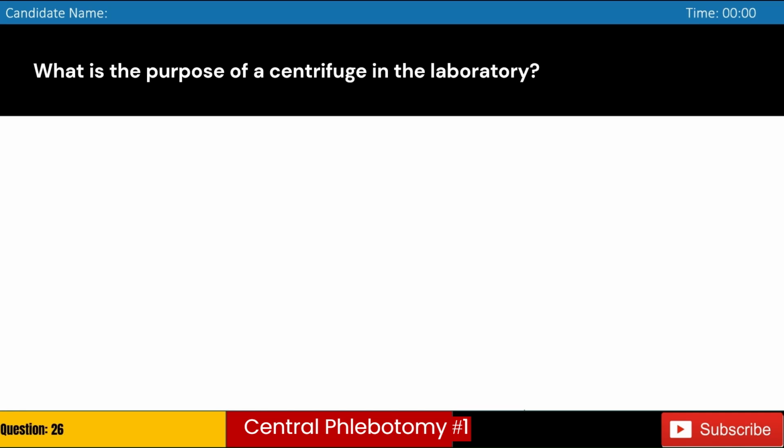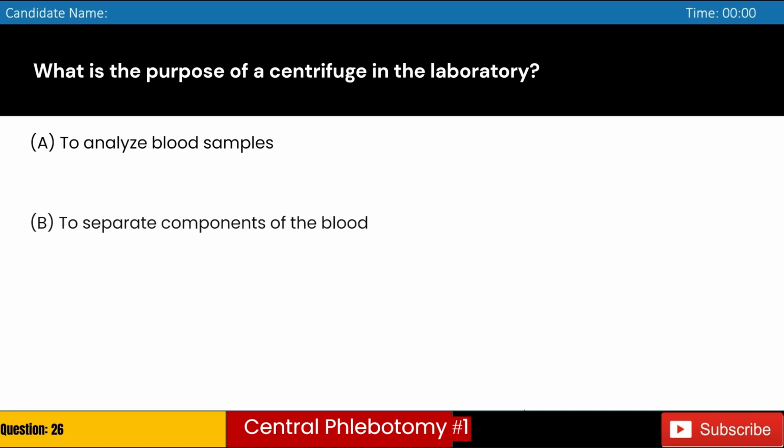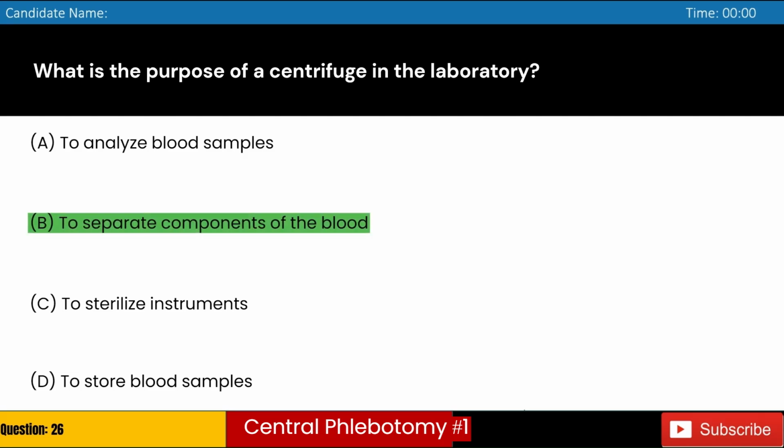What is the purpose of a centrifuge in the laboratory? A. To analyze blood samples. B. To separate components of the blood. C. To sterilize instruments. D. To store blood samples. Answer B. A centrifuge is used to separate blood components by spinning the sample at high speed.